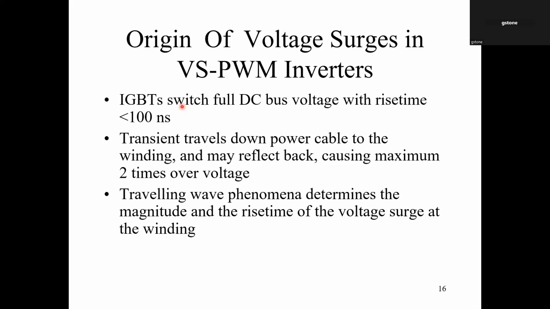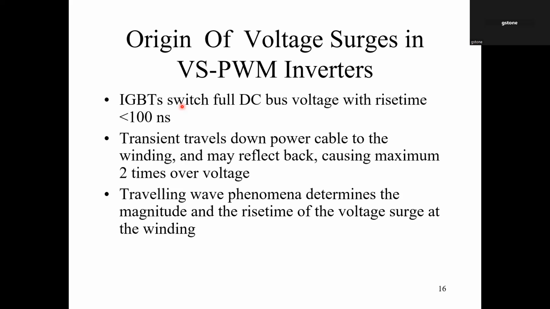And this is where we get traveling wave effects, okay? A pulse will travel along the surge impedance or characteristic impedance of that cable, and then it'll hit the characteristic impedance or surge impedance of that motor. Unless they're exactly the same, and they never are, there will be a reflection, just like a water wave hitting a brick wall, and then you'll get a reflection back, and that can give rise to up to a 2 times over voltage.